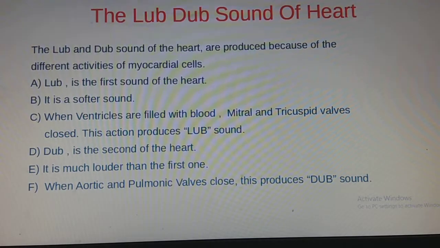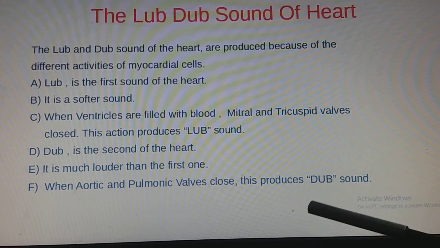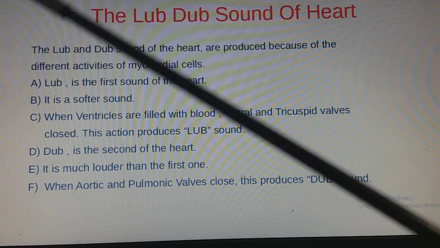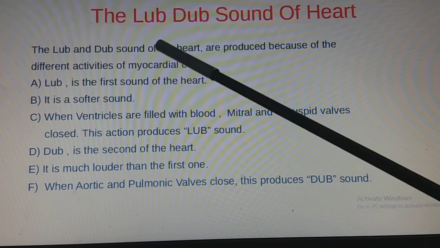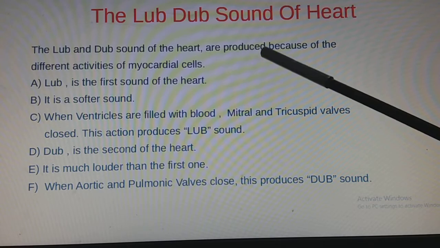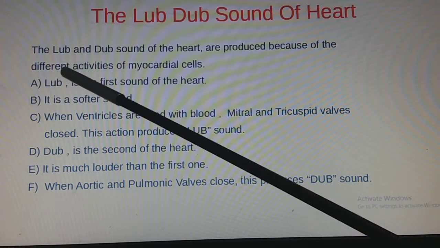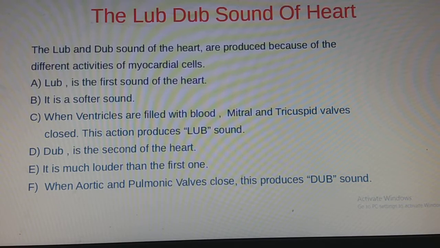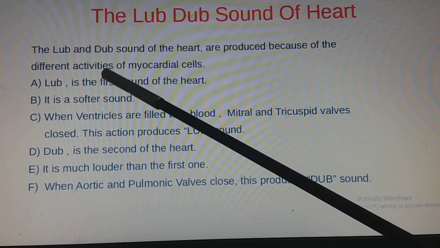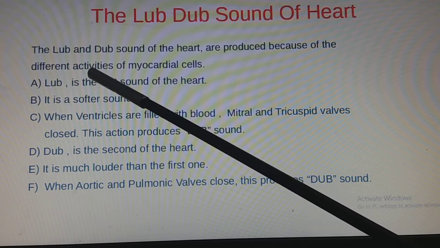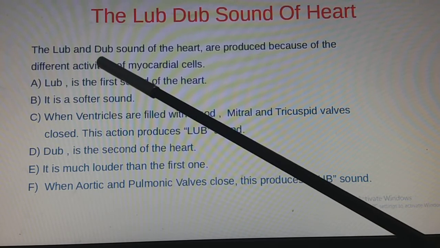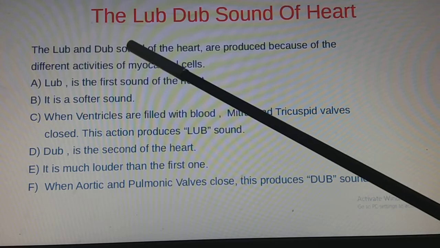Moving forward, the lub-dub sound of the heart. Now the heart is beating, blood is flowing, and sound is produced. The lub and dub sounds of the heart are produced because of the different activities of myocardial cells. All these cardiac cells are doing different kinds of activities. Because of these activities, some sound is produced. That sound is called lub and dub.